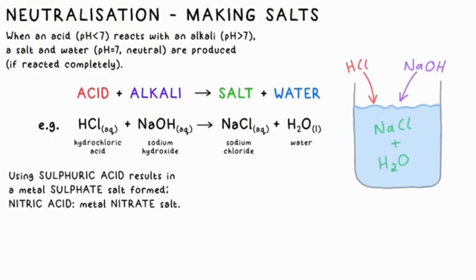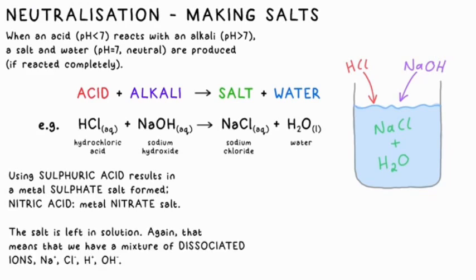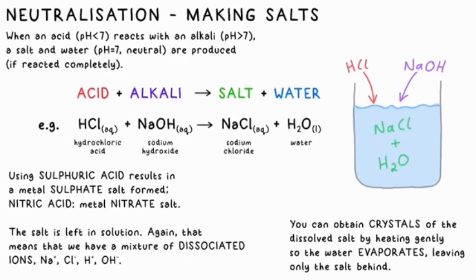If sulfuric acid is used, a metal sulfate is made, nitric acid, metal nitrate. These salts are left in solution, that is dissolved in water. When any substance dissolves, its ions partially dissociate, as does the water actually, into H+ and OH- ions. We can obtain solid crystals of a dissolved salt by warming gently so the water evaporates.